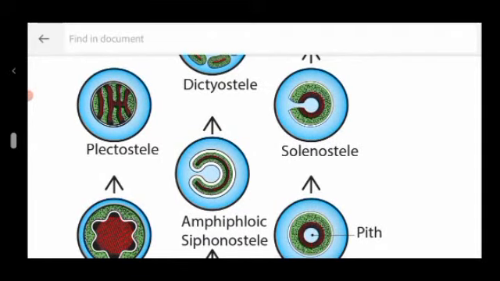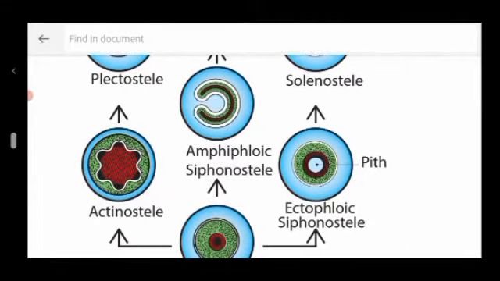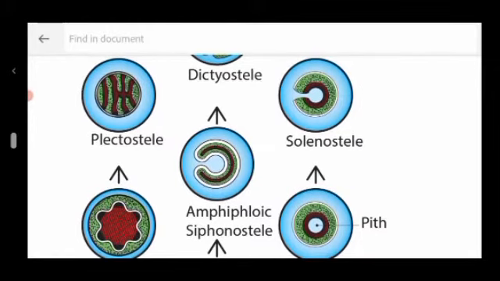In solenostele, the stele is perforated. Perforated means it has pores at places corresponding to the origin of the leaf traces, mostly in the area where the leaf is attached to the stem. Ectophloic solenostele: the pith is at the center and the xylem is surrounded by the phloem. Example: Osmunda.